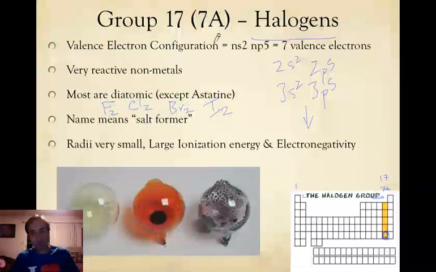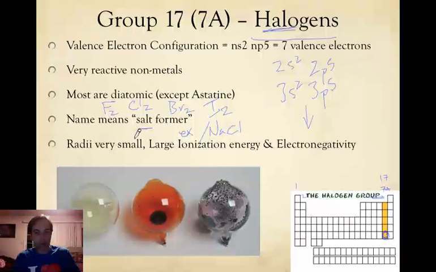Now their name, halogen: halo is actually the prefix for salt, and gen, think that it generates. So it's a salt generator or a salt former. One example would be sodium chloride, the classic table salt, which is made up of sodium, a group 1 metal, combined with chlorine, which is a halogen.